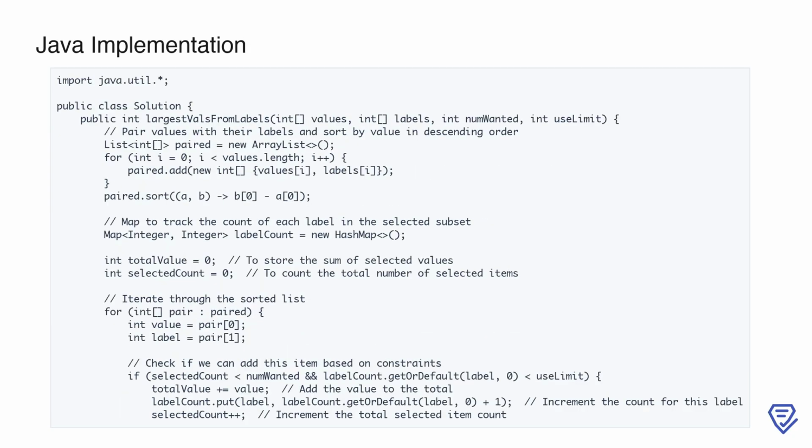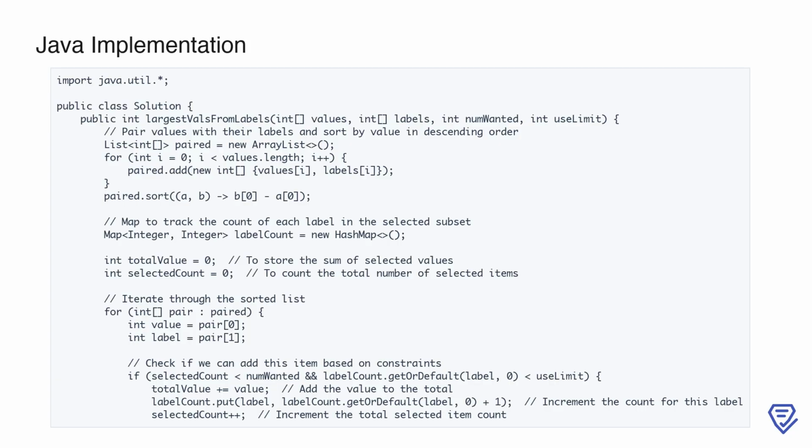Here, we start by pairing the values with their respective labels. Each value label pair is stored as an array in a list called paired. After populating this list, we sort it in descending order based on the values. This ensures we prioritize the highest values first when making selections. Next, we initialize a hash map called labelCount to keep track of the number of times each label is used in the selected subset. We also set up two variables: total value, which will store the sum of the values we select, and selected count, which keeps track of the number of items we've chosen so far. Now, we iterate through the sorted list of value label pairs.